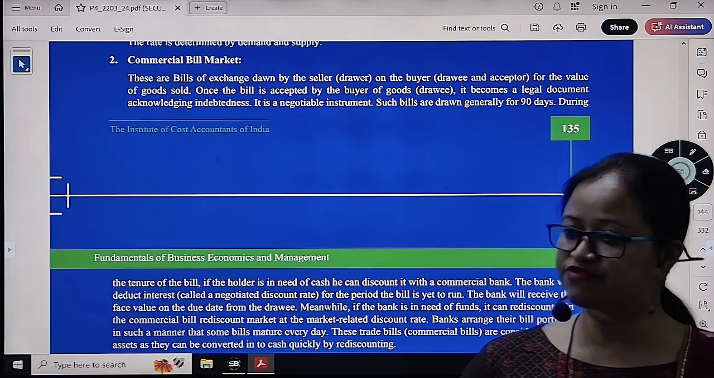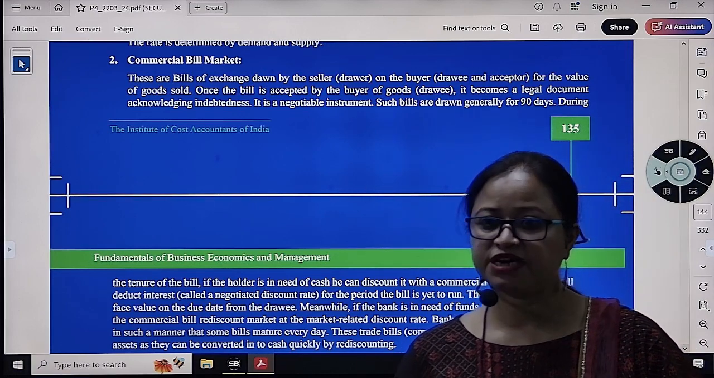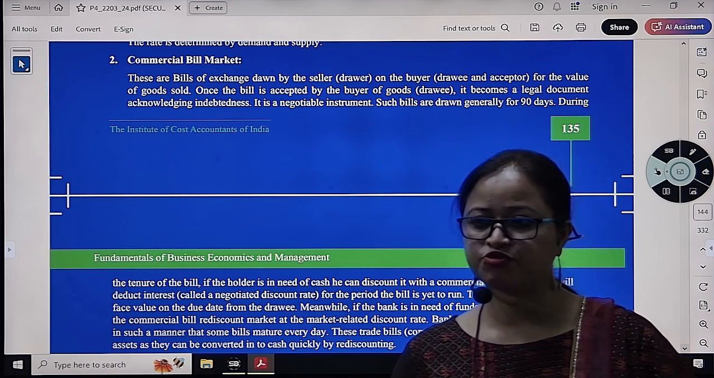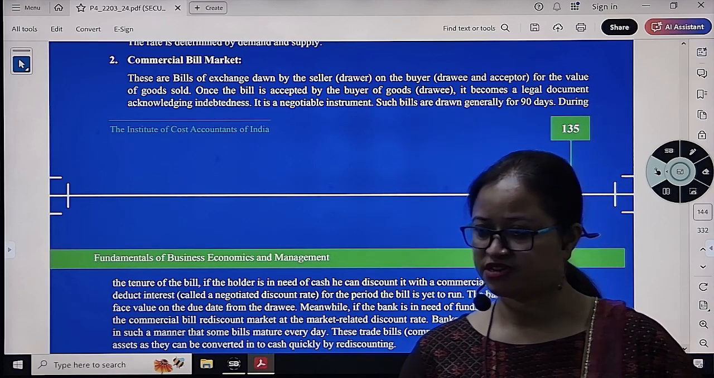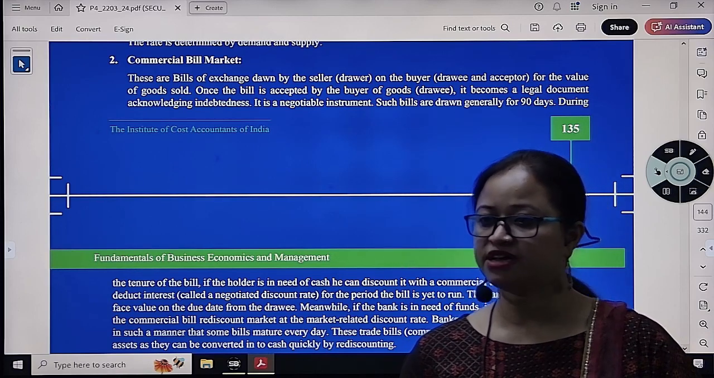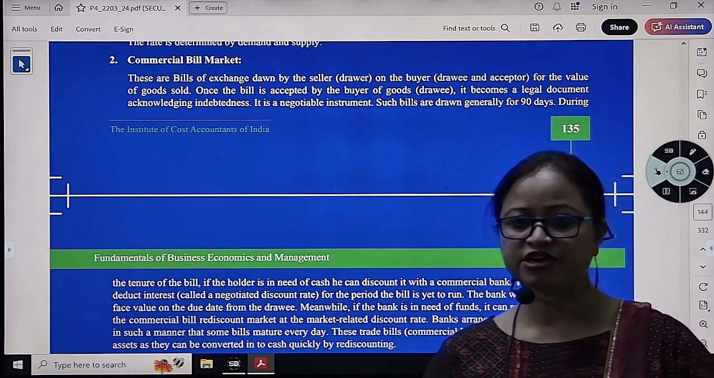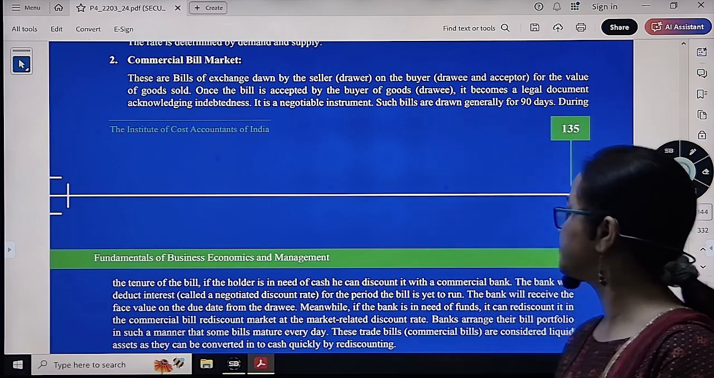Suppose the bill is for 50,000, you can discount it. The bank will charge some amount and give you some amount. Suppose the bank will charge 1,000, so how much will you get? 49,000. So that is discounting of the bill. So 1,000 is the profit or the charge taken by the commercial bank. Why? Because they are discounting the bills.